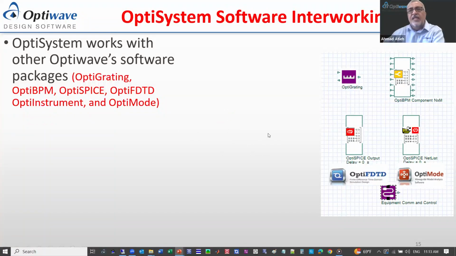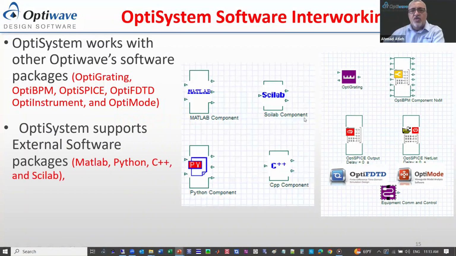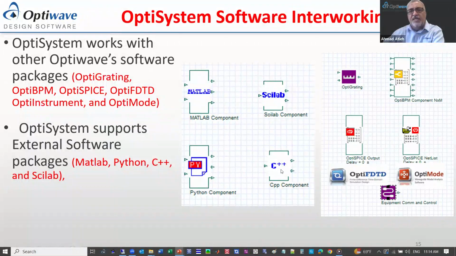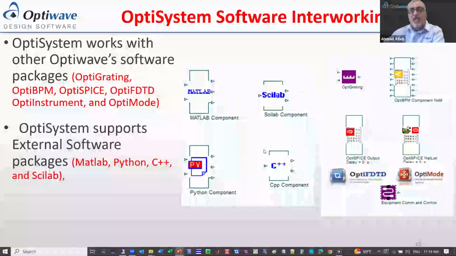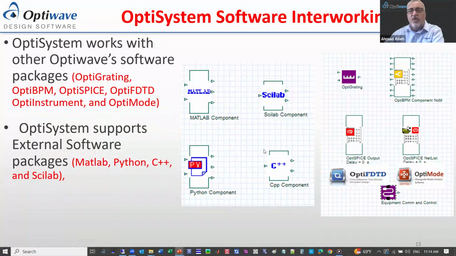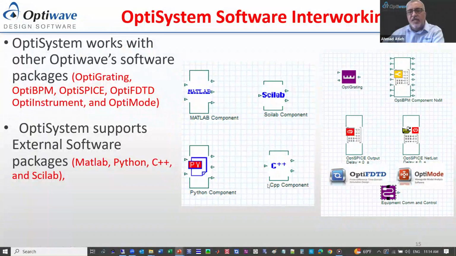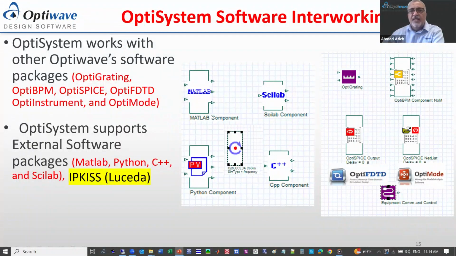Okay, so the last thing I'm going to talk about before we move to the next section is the integration of OptiSystem with other software packages like OptiGrating, OptiSpice, OptiMode, OptiFDTD, and OptiInstrument. And we also integrate OptiSystem with external software like MATLAB, Python, C++, as well as Scilab. You can call OptiSystem from this software, or you can call this software from OptiSystem. So you can have bidirectional communication with this software.